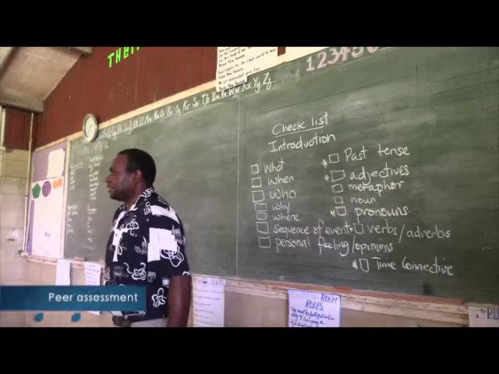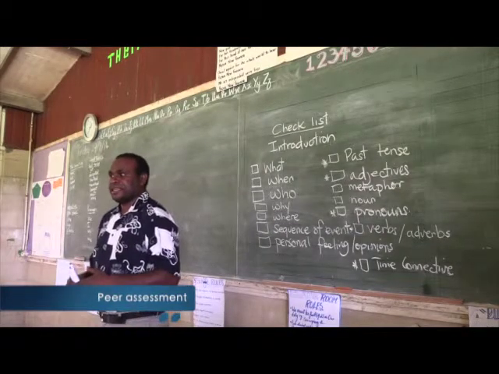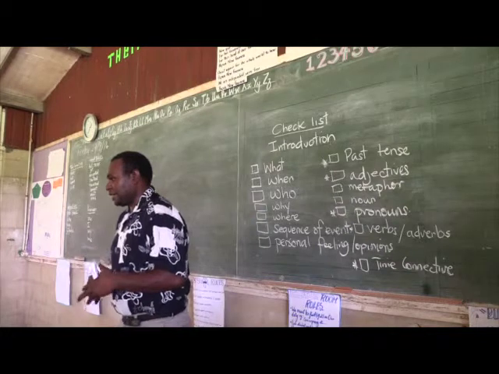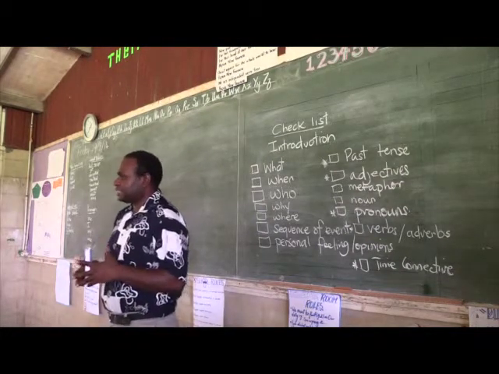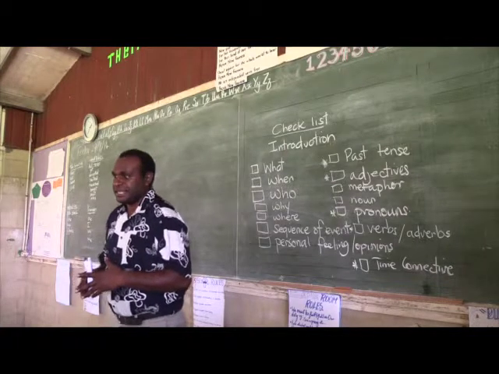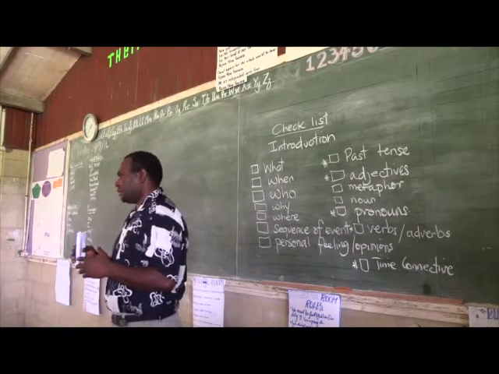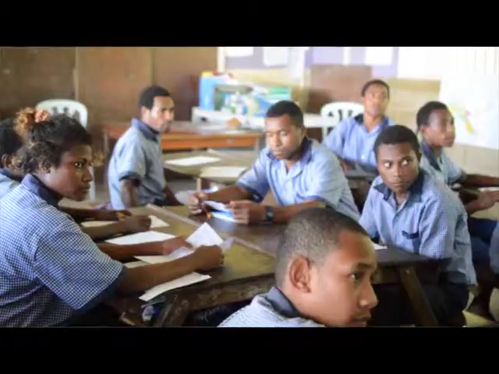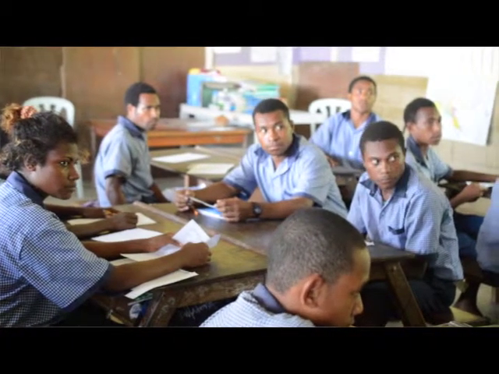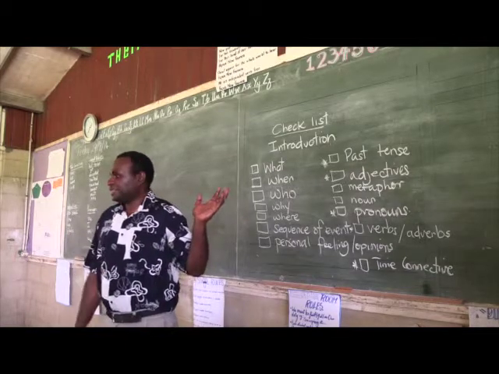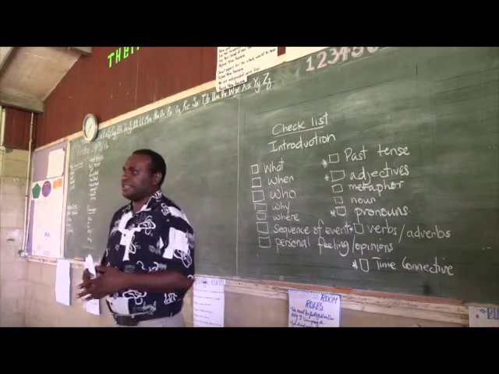This morning, we are going to do a peer assessment. And this is what we'll do. You will get the text that you have written down yesterday to read to your partner that is sitting close to you. As you read, and also he or she reads back to you, make sure you have the checklist in your mind as they read. And you also read.